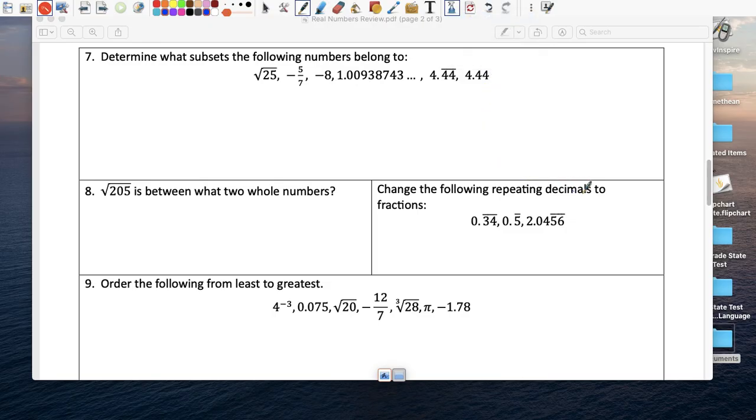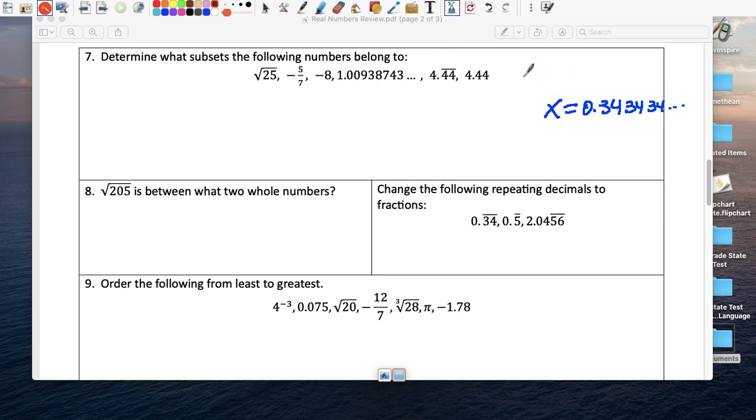Change the following repeating decimals to fractions. Okay, so let me find some room here. Let's do 0.34 repeating. First thing we do, set up an equation: x equals 0.34, 34, 34, dot, dot, dot. Two numbers repeating, which means we multiply both sides by 100.